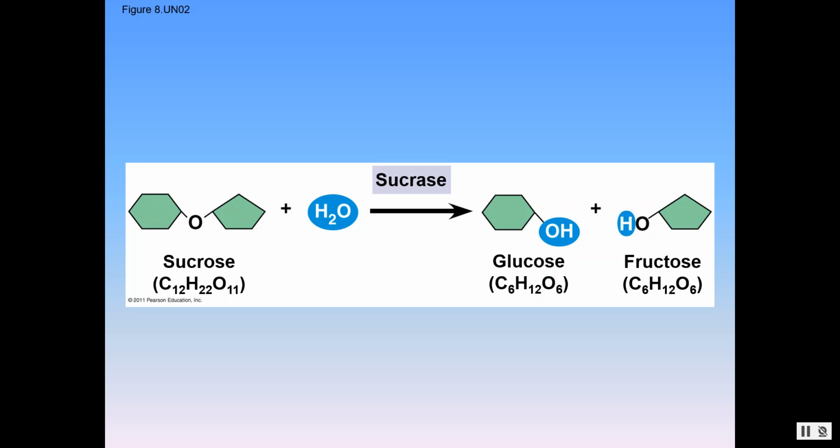So this sucrase is a protein. It has a shape that fits sucrose. Sucrase is not going to fit lactose, right? Sucrase is not going to fit maltose, right? It only fits sucrose. So the reactant, sucrose, also called the substrate, is specific for that enzyme. So it's important that we understand that enzymes are specific. They're proteins, and they do specific things inside the cell, build things up, break things down.